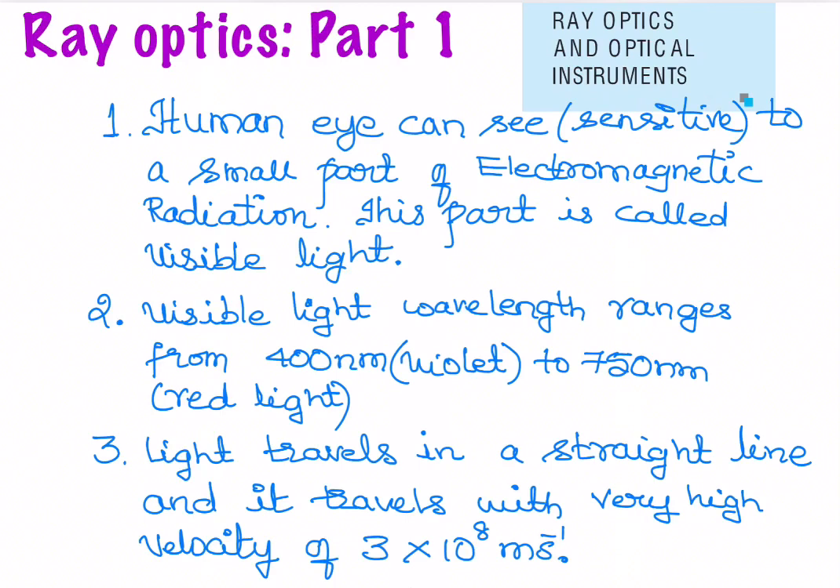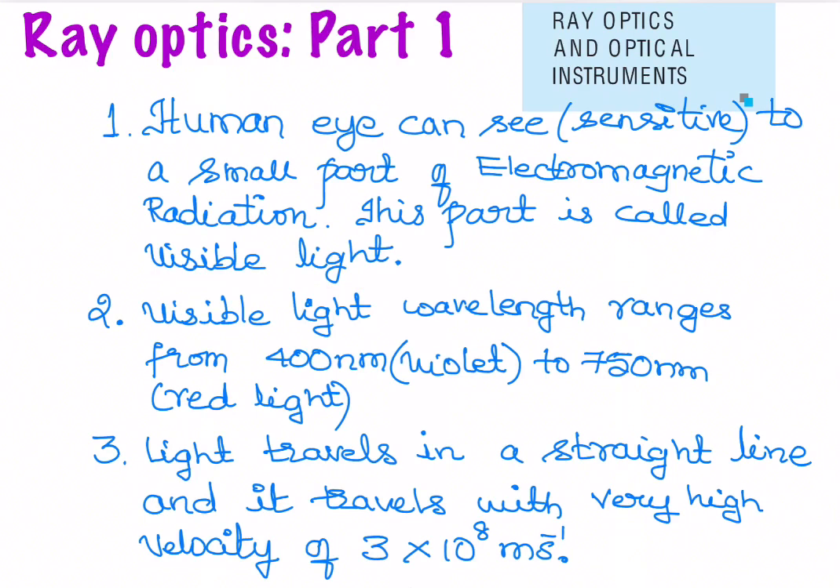You might have already come across the different parts of electromagnetic radiations like gamma rays, X-rays, ultraviolet light, visible light, infrared radiations, microwaves, radio waves, etc. But all these radiations we can't see. Our eyes cannot see. Only a small part of the electromagnetic radiations can be seen by the human eye. So this part is called visible light.